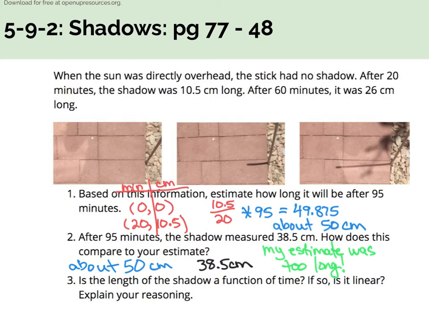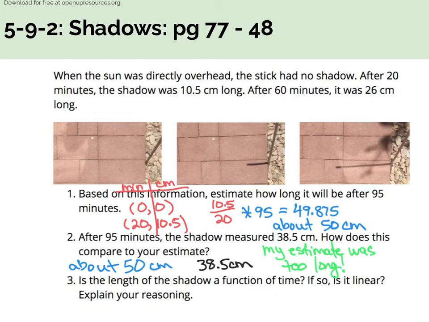Now, is this linear? Well, it's not, because if we really look at the different pieces and see how it changes, we followed what we had, and it said it was 50, but it was actually 38. Is it changing the same amount over all the different times? It is not. So is this linear? It is not linear.